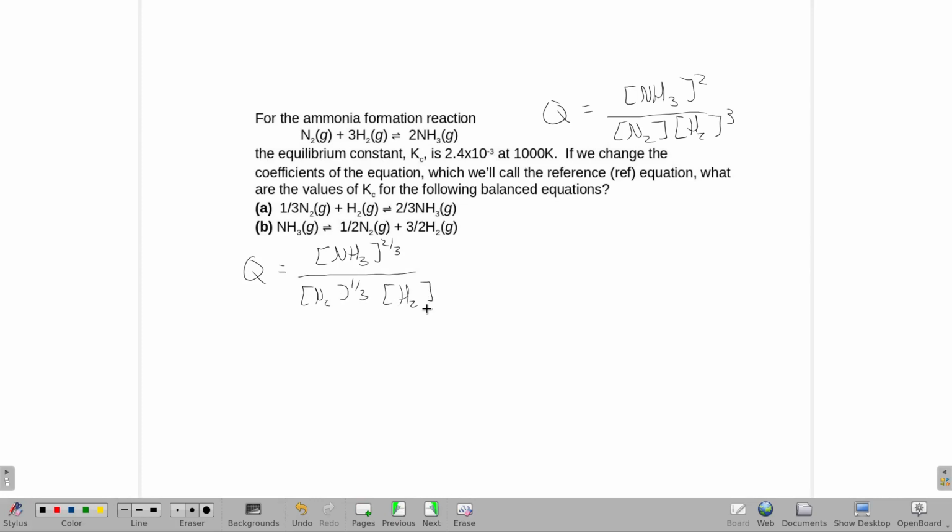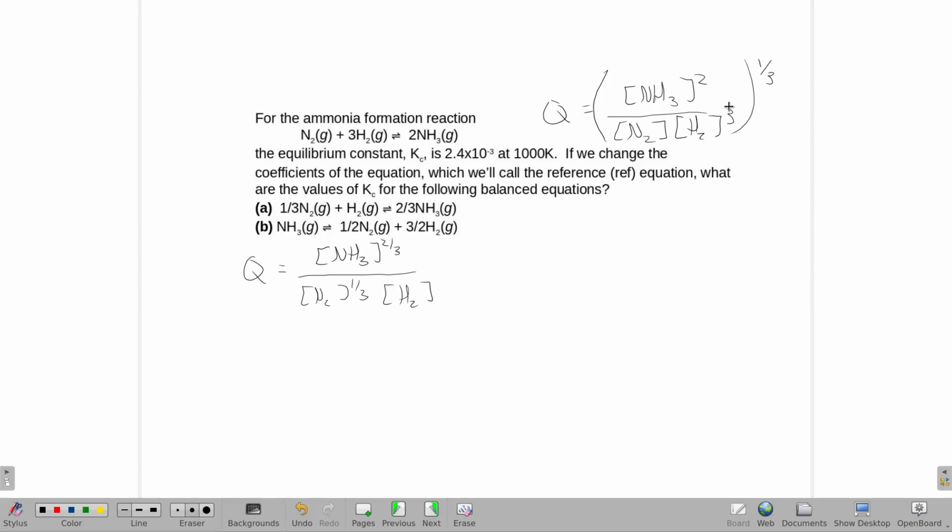All they did was they changed that equation so the hydrogen was just 1. Or you could say we took the original equation and divided all the coefficients by 3. Alright, but what would we need to do to this Q to turn it into this one? Well, it's actually just as simple as raising everything to the 1/3 power.